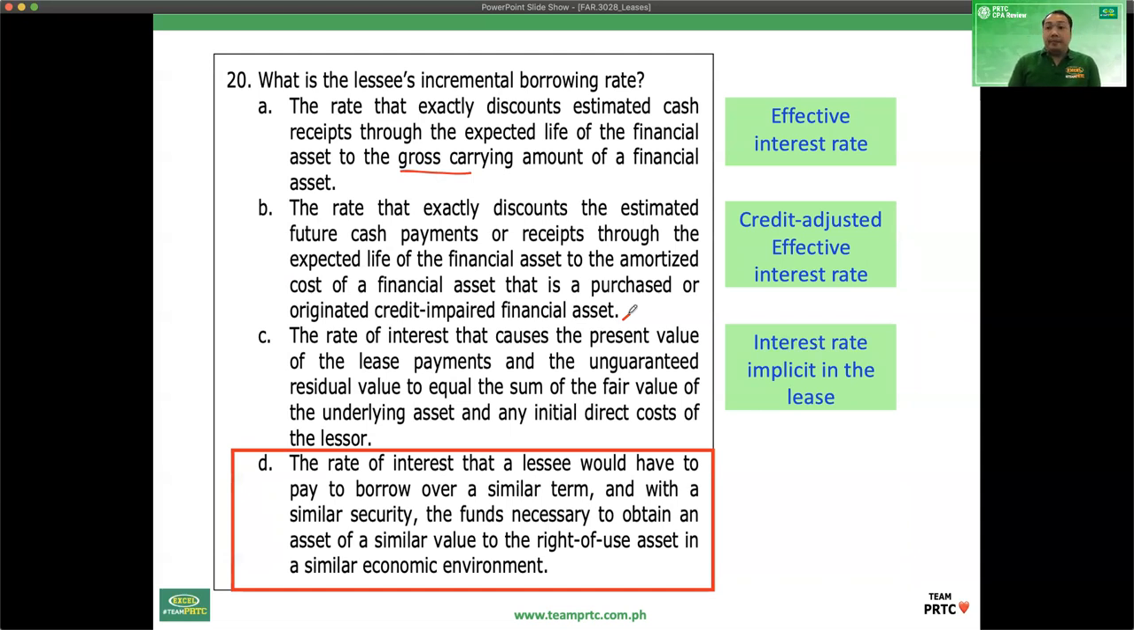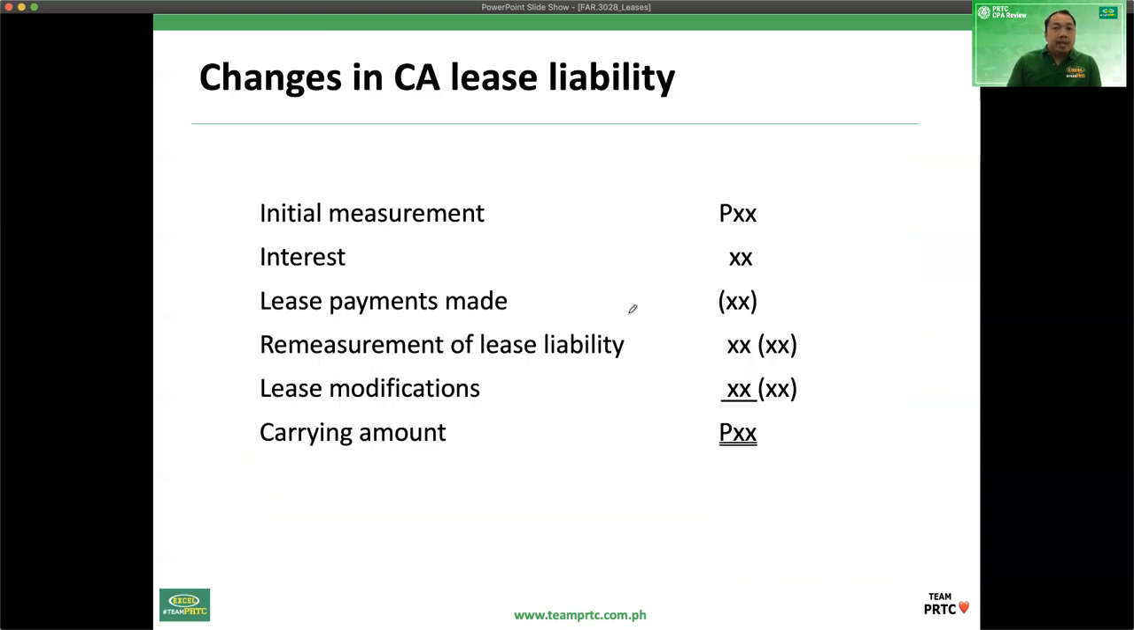Okay, so 20, delta. Okay, changes in the carrying amount of the lease liability. So initial measurement, okay, interest. So, yung unwinding of the discount, di ba naka-present value to? Okay, due to passage of time, mag-i-increase yan. At yung increase in the carrying amount because of passage of time, that's interest. So, minus yung lease payments made. Okay, tapos remeasurement, lease modifications, pwedeng plus, pwedeng minus. And as noted earlier, yung remeasurement and lease modifications na yan, affected din yan ang right of use asset.